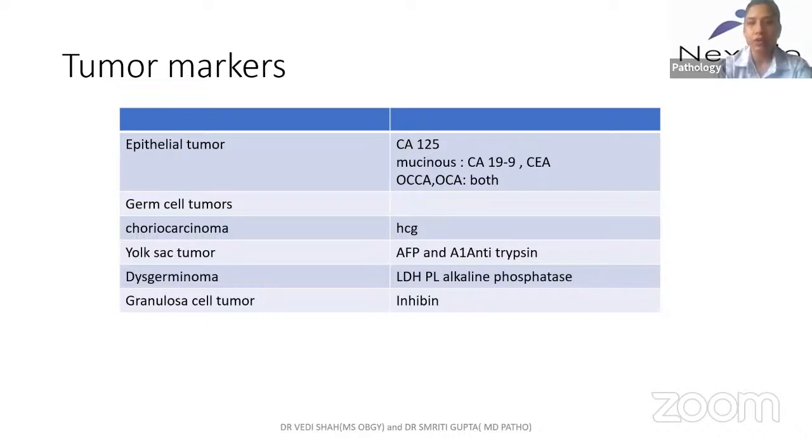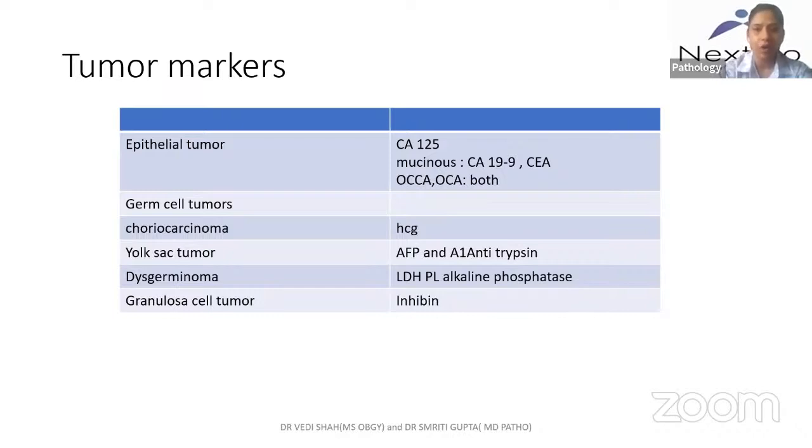And a granulosa cell tumor. If you remember the functional histology of a follicle, while the follicle is maturing, at the time of ovulation, the granulosa cells start secreting inhibin, so that it gives negative feedback to the FSH. FSH should stop now. That is why it's called inhibin. It inhibits the secretion of FSH. In the same way, a granulosa cell tumor would be secreting higher amounts of inhibin.